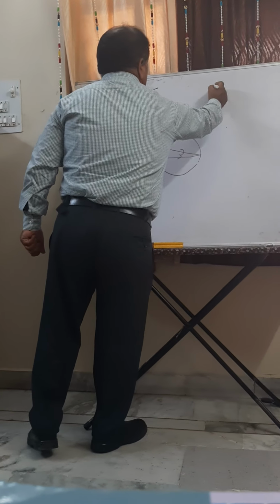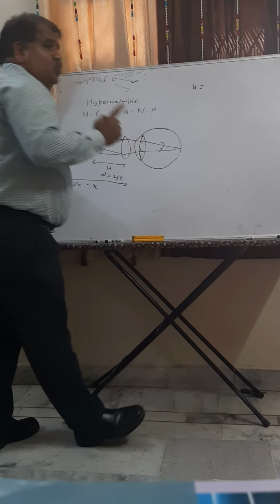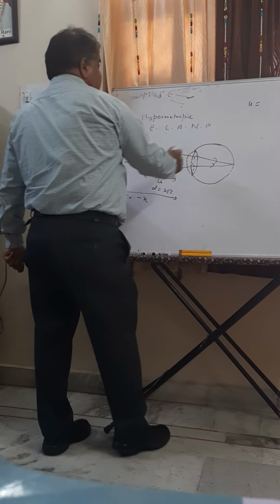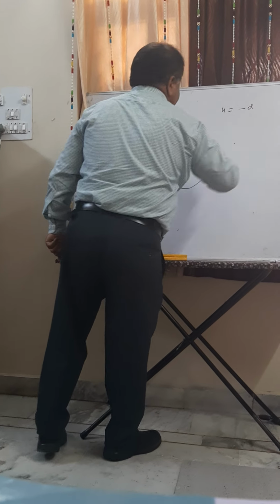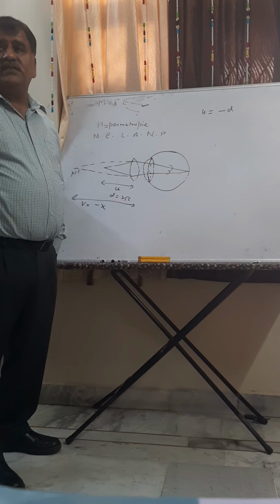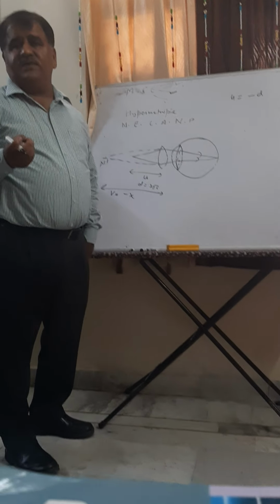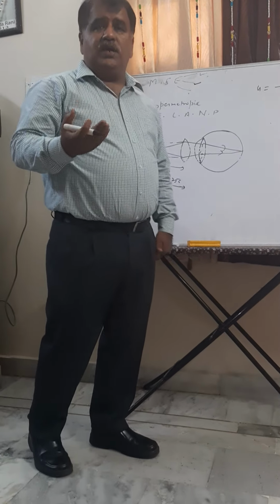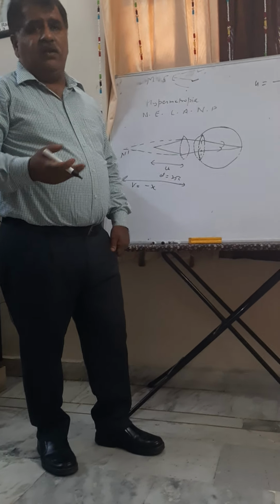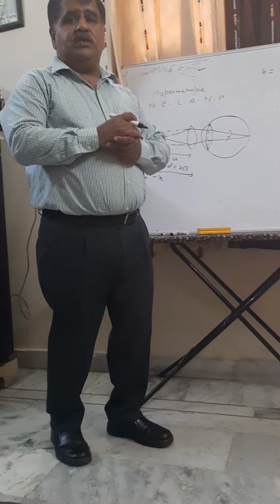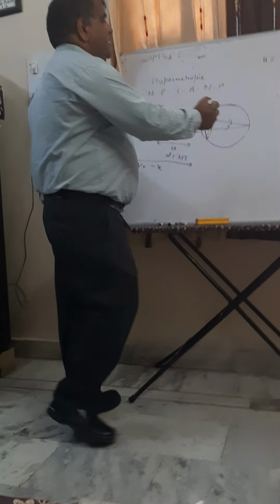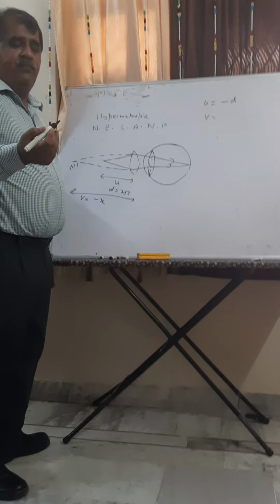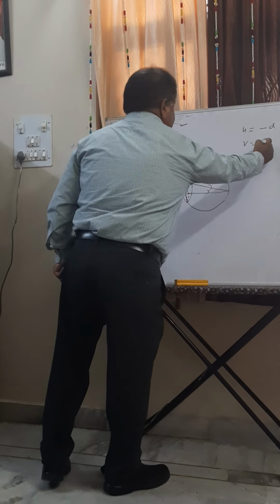Now how to do the correction? I already told you that U we will always take as the target. The target in this case is minus D. D means the least distance of distinct vision. Generally it will be given in the numerical that the person should be able to look at the near point, or restore his normal vision. In all those cases it will be taken as D. V is what? The defective near point. In this case it is minus X.